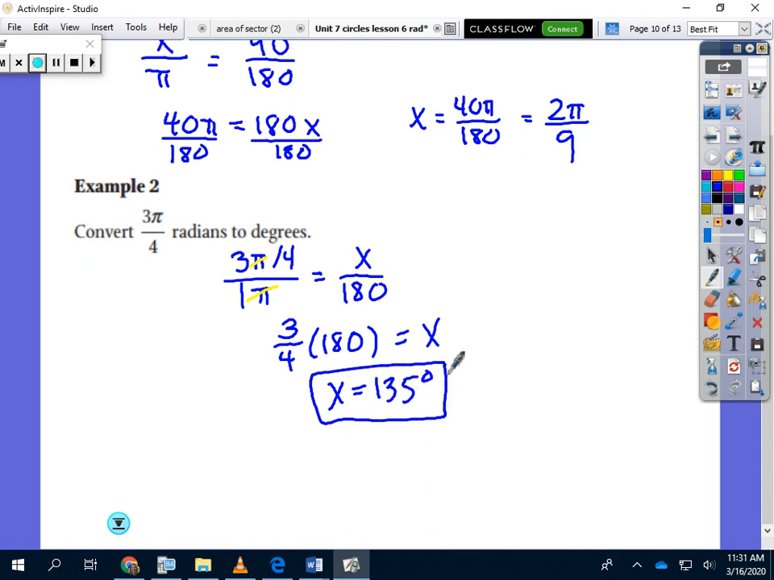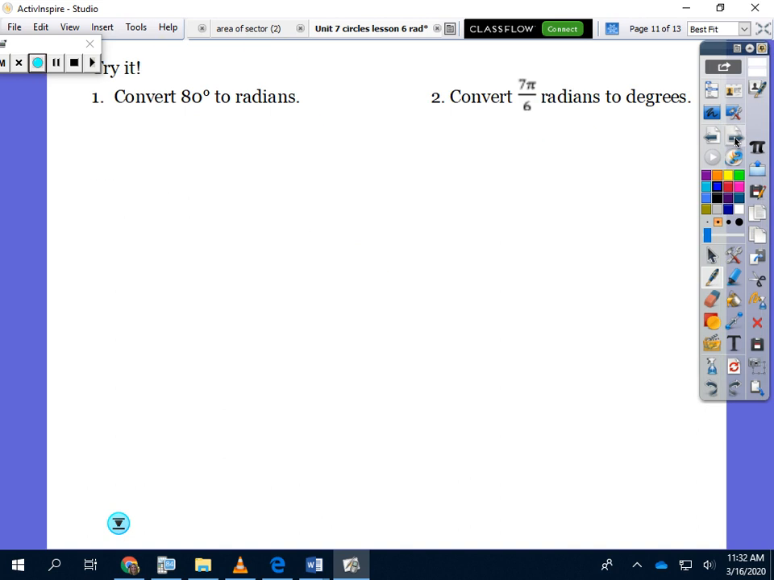Okay, so the triads are right here, so stop the video. Use what I just showed you to do these two triads. Okay, so let's go over those answers. Convert 80 degrees to radians. So now I don't know radians. I do know degrees. So that's going to be 80 over 180.